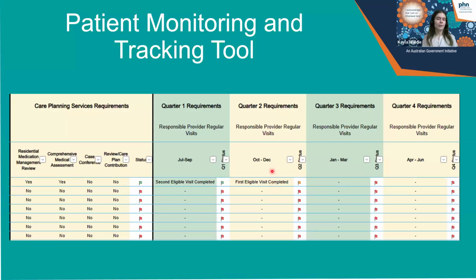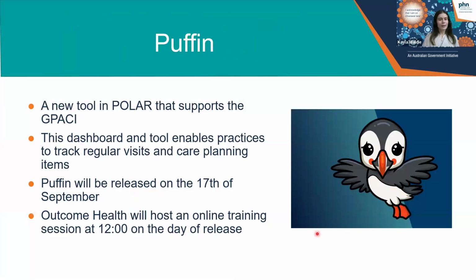But I know that if you have a lot of patients at your practice who are in aged care, it can be really tricky to keep track of all of it manually, and it can take a bit of time. So I'm really excited to show you a new tool that will be available in Polar on the 17th of September, and that's called Puffin. So all of the different tools in Polar are named after Arctic animals. But this one is a dashboard and tool that enables practices to track their regular visits and care planning items.